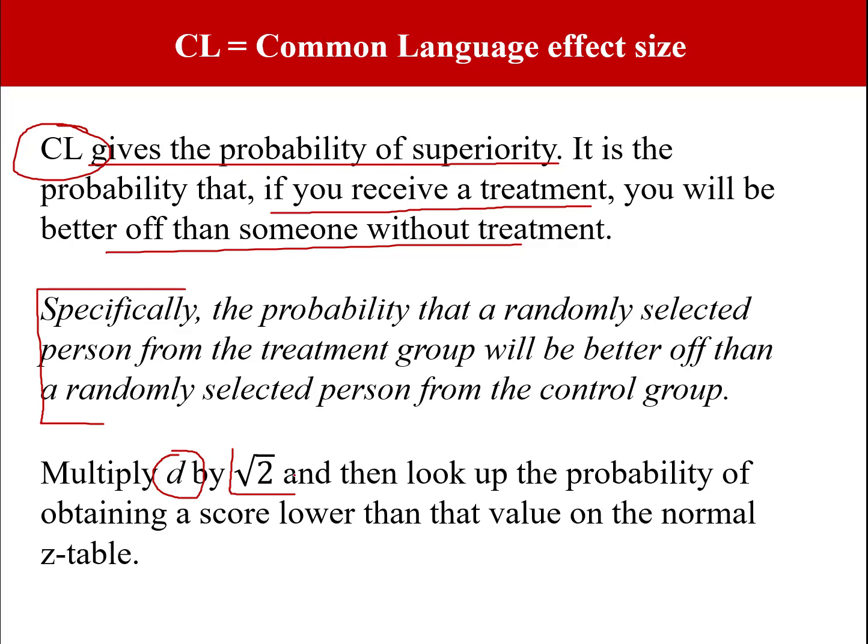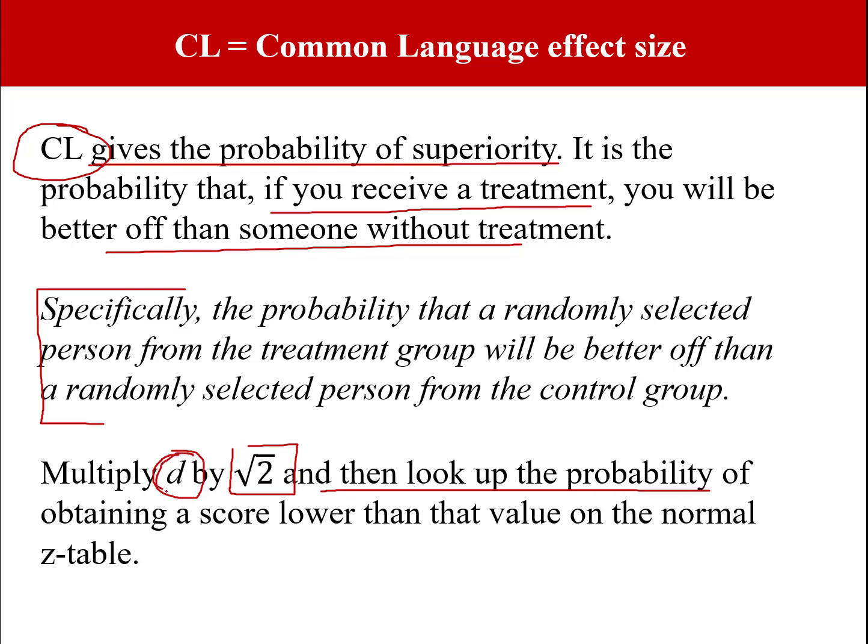And we can actually calculate this probability by taking our d-statistic and dividing it by the square root of 2. And if we assume that the distributions of scores in the outcome variable for both the treatment group and the control group are normally distributed, and we've kind of been making that assumption all along here, if we make that assumption, then we can simply look up the probability of that value.